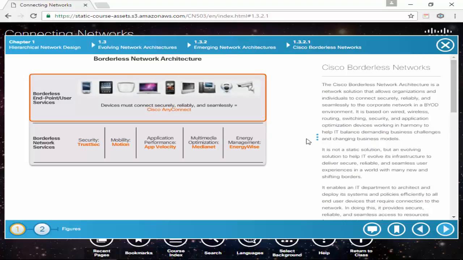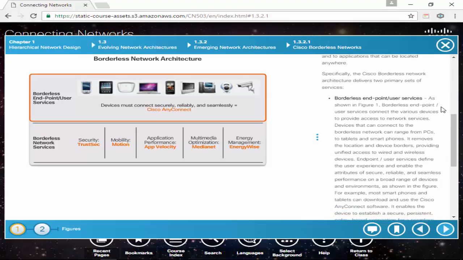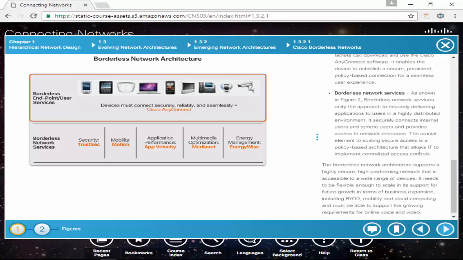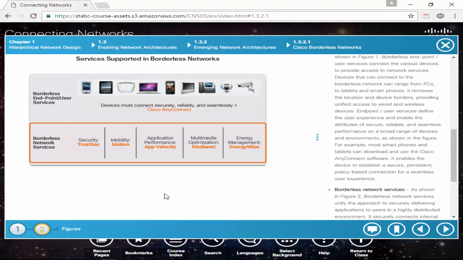So our borderless network. Okay, you guys might actually have to do a drag and drop on some of this stuff, so you might want to take a look at it. Cisco AnyConnect is a VPN program that just allows you to work from anywhere. TrustSec, all these are just little branding on these things. Let's see. They are the services.